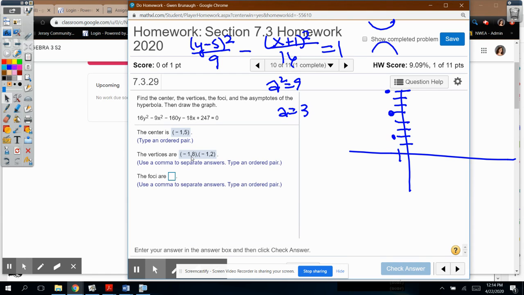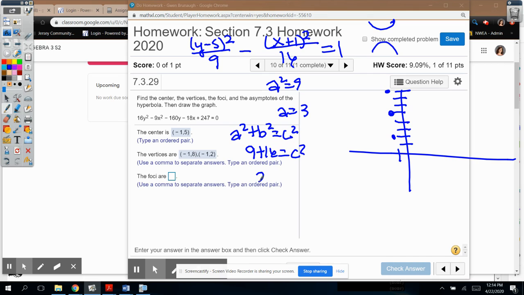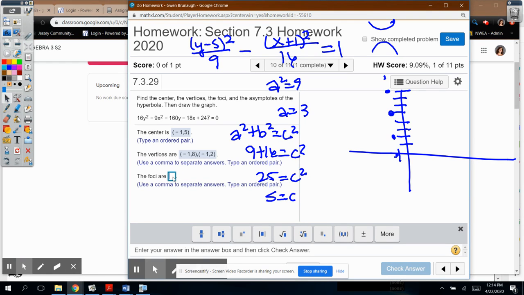Okay, the foci comes from C in the same direction, so you're basically going to do the same thing. A squared plus B squared is C squared. 9 plus 16 is C squared. So C is going to be 5 because C squared is 25. So I'm still at the left one, but I'm just going to go up and down 5 for my foci from the center. So I'm still at the negative 1 like we talked about, but now I'm at 5 plus 5, which is 10. And then the negative 1, 5 minus 5, which is 0.